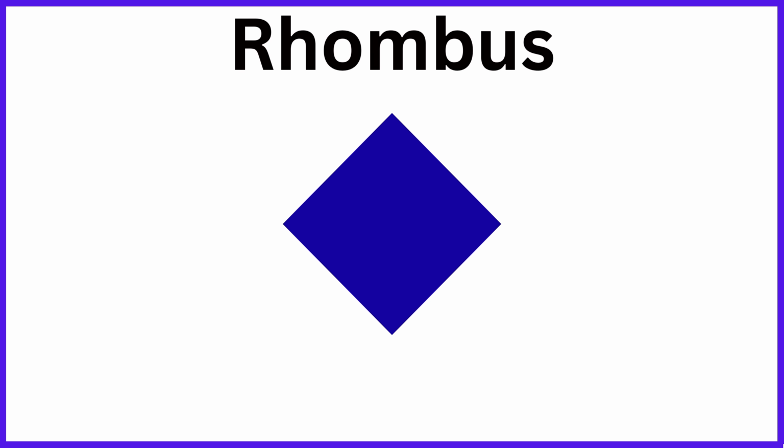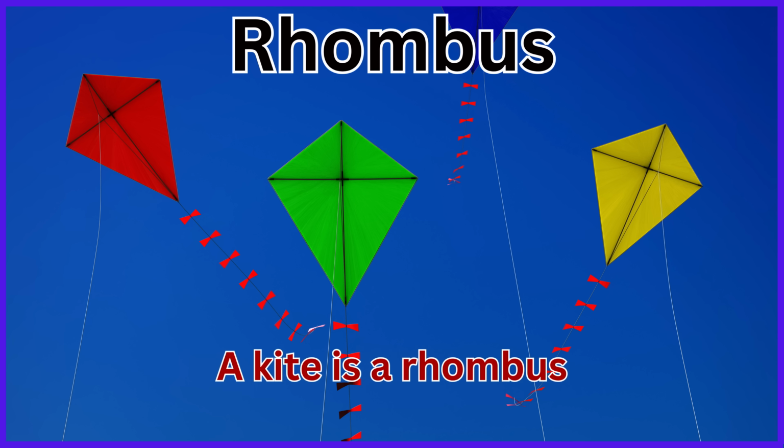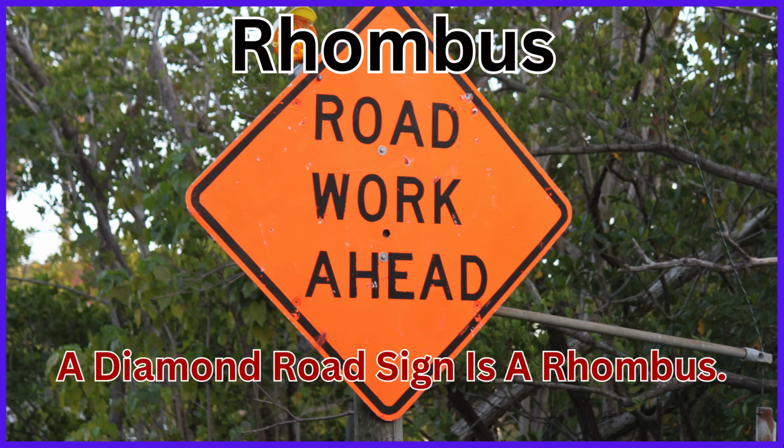Rhombus. A rhombus has 4 equal sides and slanted angles. A kite is a rhombus. A diamond road sign is a rhombus.